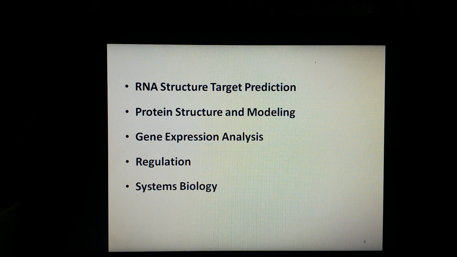Systems biology involves the use of computer simulations of cellular subsystems, such as the networks of metabolites and enzymes that comprise metabolism, signal transduction pathways, and gene regulatory networks, to both analyze and visualize the complex connections of these cellular processes.